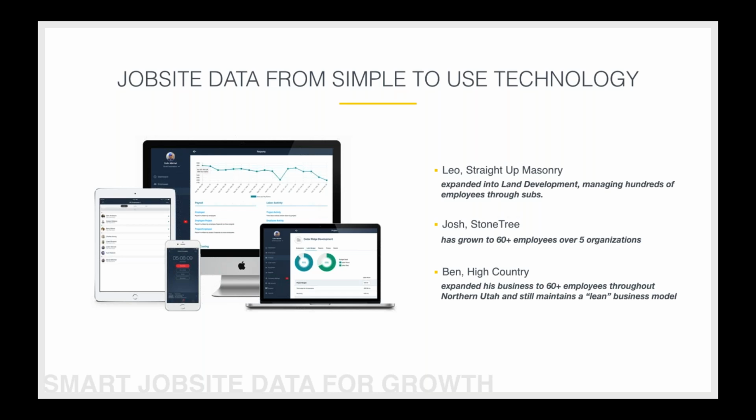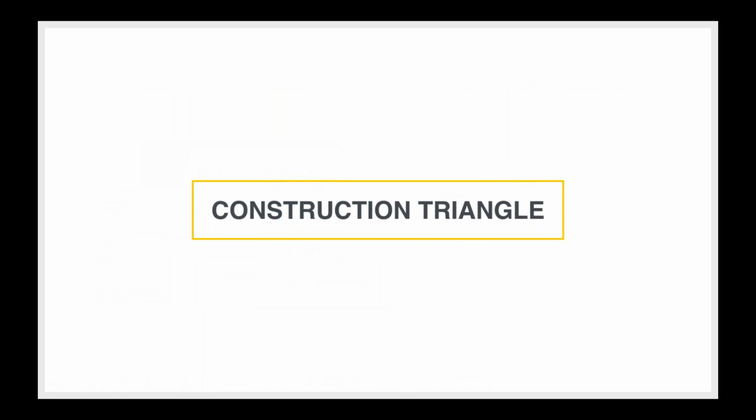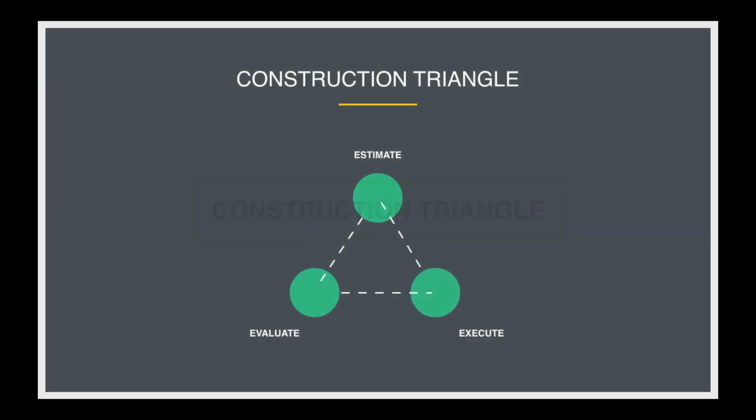But so let's talk about the construction triangle. Okay, we're familiar with this. This is a construction triangle here. Everybody, whether you're familiar with it or not, you're familiar with it, meaning that we all estimate jobs, we all execute jobs, and we all evaluate jobs. Usually, at least in the past, that process has happened. We estimate, we get the contract, we execute, we finish the job, we evaluate.